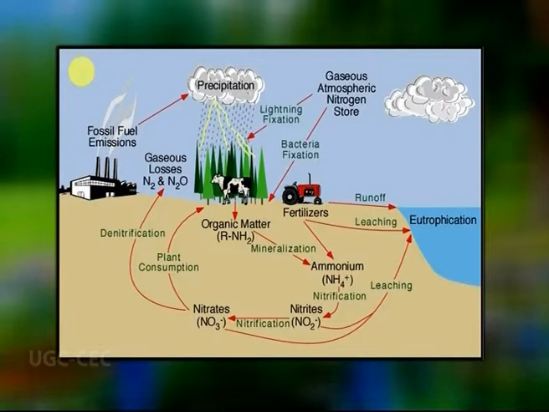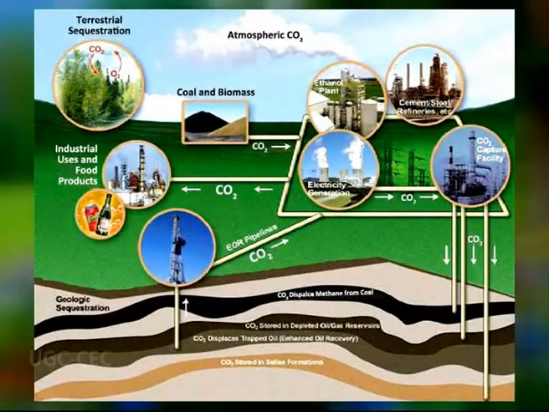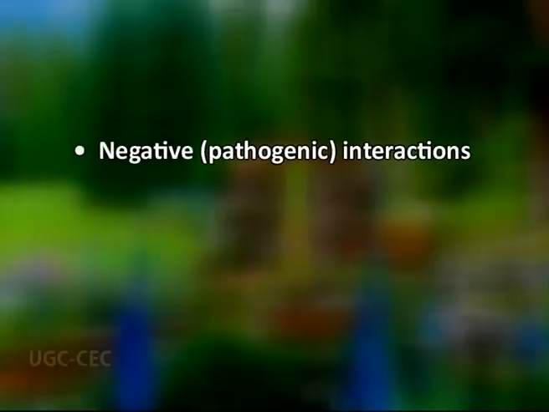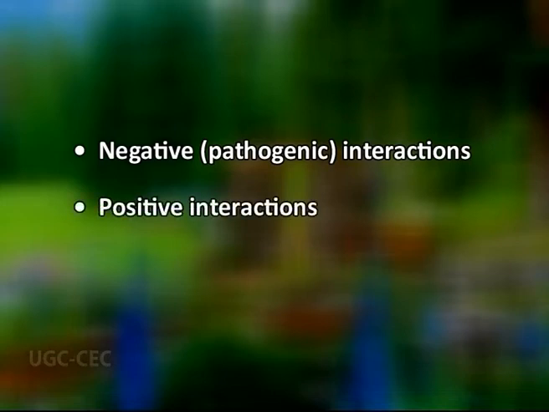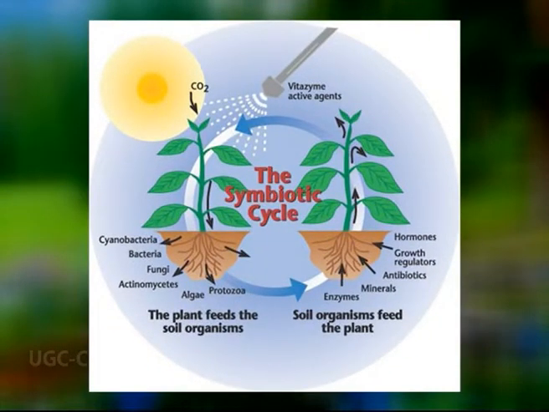Interactions between plants and soil organisms are important for understanding a range of intrinsic processes such as nutrient cycling, ecosystem functioning and carbon sequestration. On the basis of current knowledge, plant microbial interactions can be classified into 3 basic groups. First, negative or pathogenic interactions, second, positive interactions, and third, neutral associations or neutral interactions. Symbiotic and pathogenic interactions have attracted the most scientific attention.